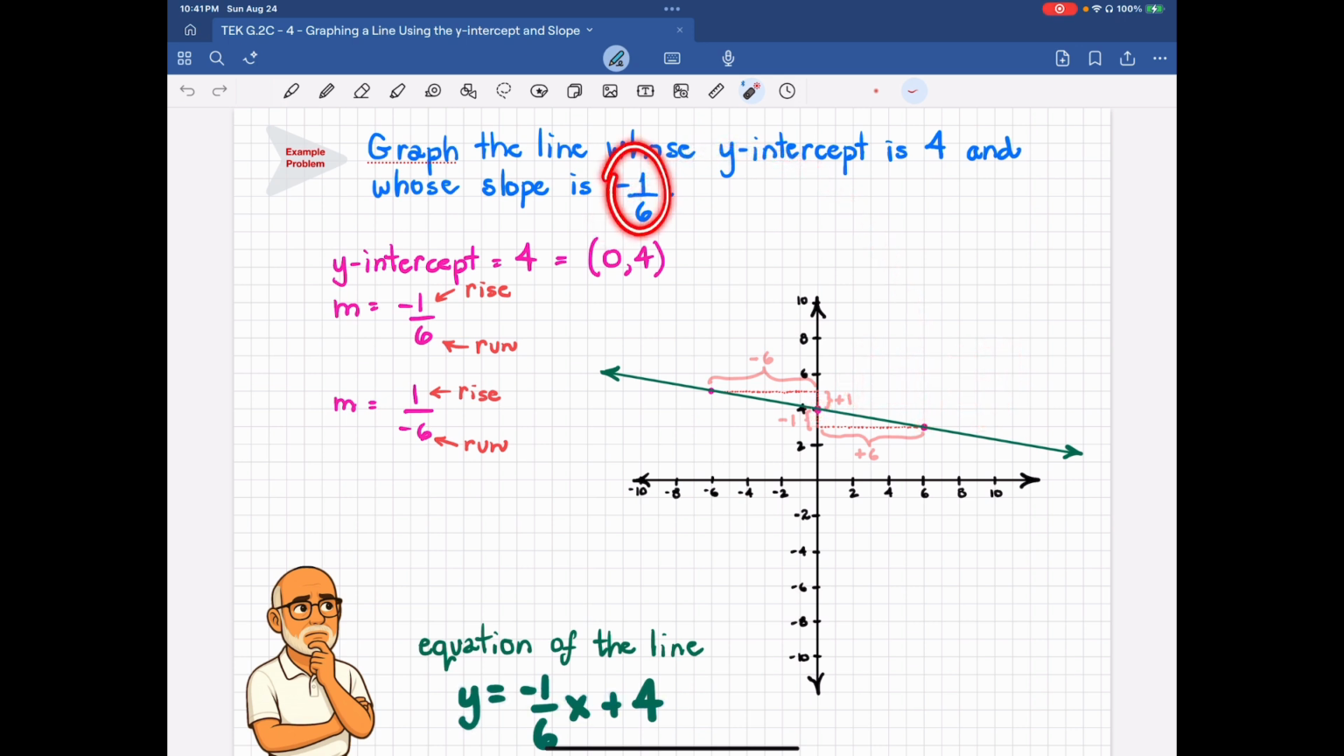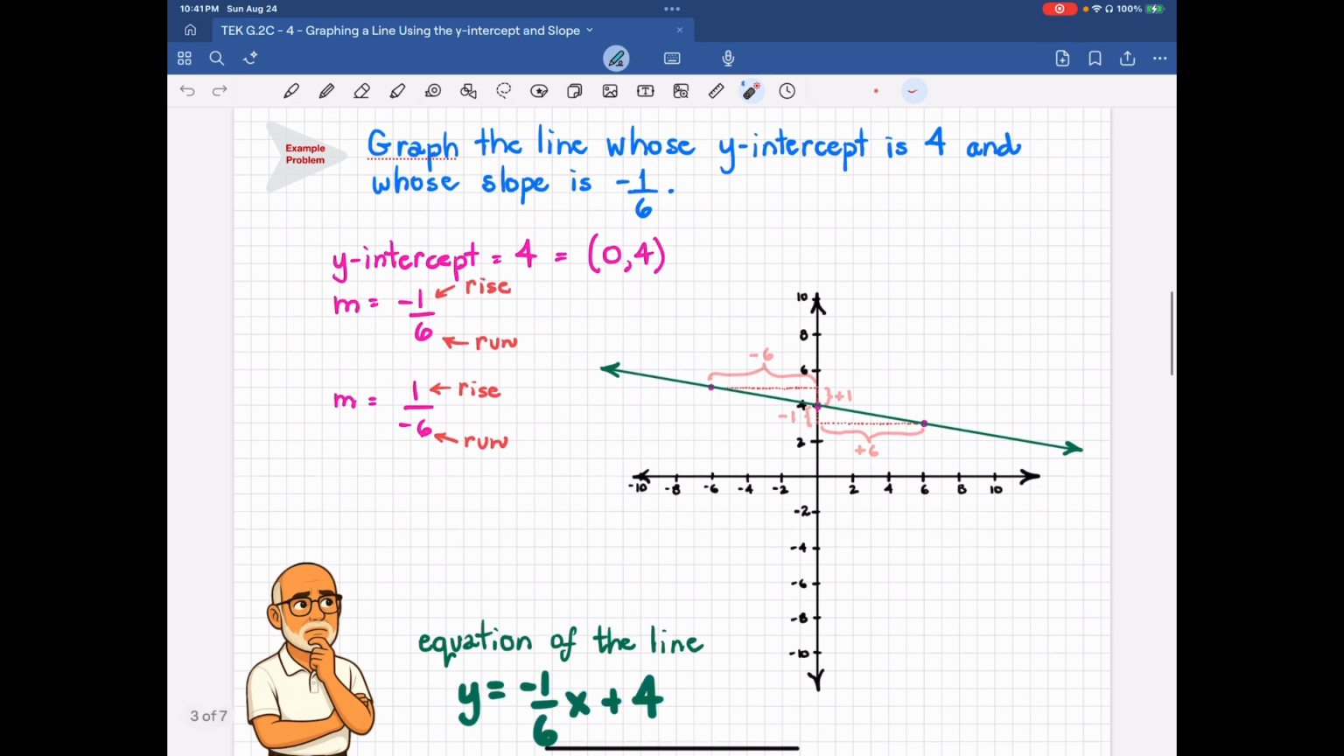Now the slope they gave us was a negative 1/6. They could have put the negative here, they could have put the negative up in the numerator, or they could have put it down in the denominator. But in this example, it's in the numerator. So we have our slope equal to a negative 1/6, but we also know that that negative sign can shift to the bottom. So it can move to the denominator, making the slope 1 over a negative 6. Notice here, the rise is negative, and then here, the run is negative.